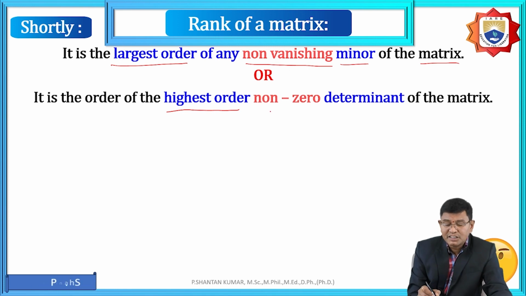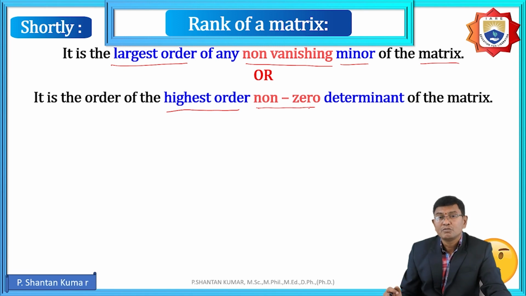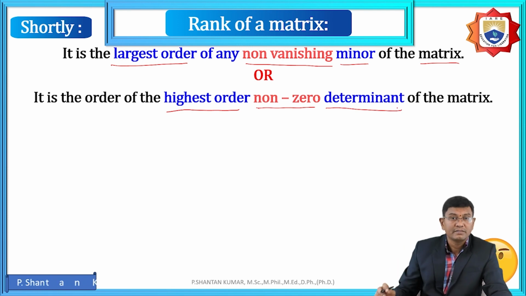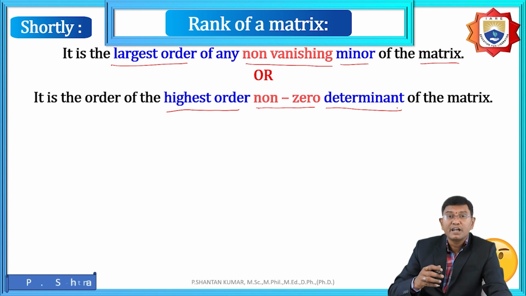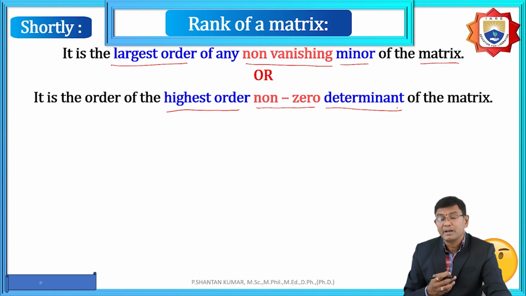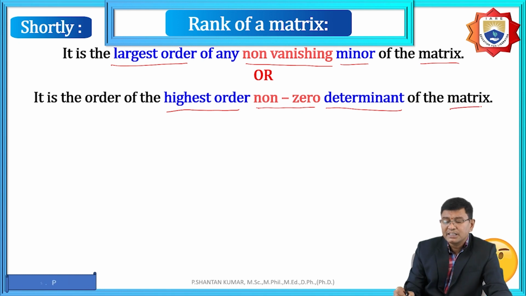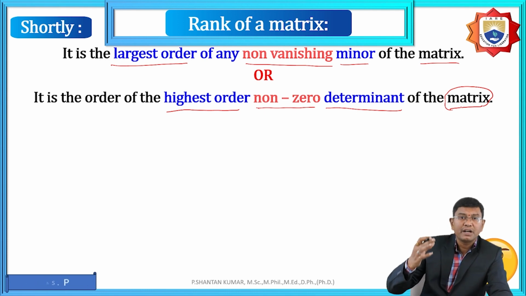And again, non-vanishing means it is not equal to 0. For which one? It is a determinant, that is indirectly a minor, that is nothing but a determinant. In other terminology, we can define the rank of a matrix as the largest order of any non-vanishing minor of the matrix. If you understand the first statement, the second is the same. In any given matrix, we need to take the maximum order whose determinant is not equal to 0. If it is satisfied, that is the rank of the matrix.